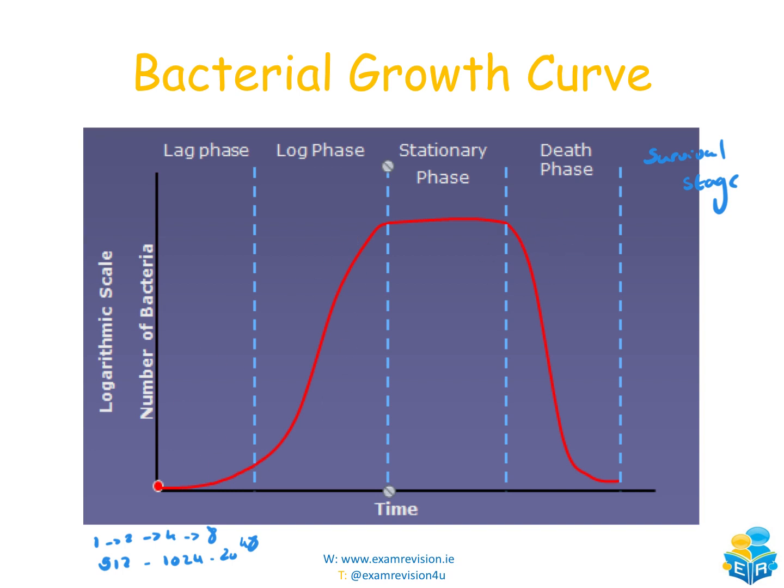And then in the death phase, this is where the number of bacteria dying is greater than the number of bacteria that are being reproduced. Again, this is because there's a lack of resources there, there's no space, food has run out, oxygen has run out, so there's going to be a rapid fall in numbers.